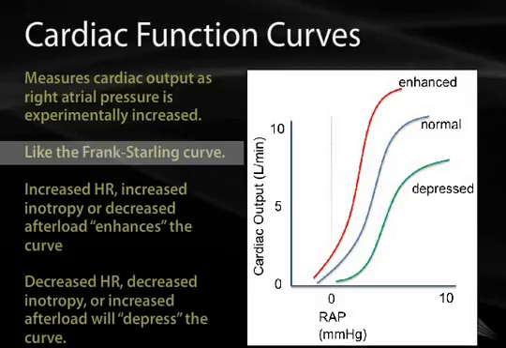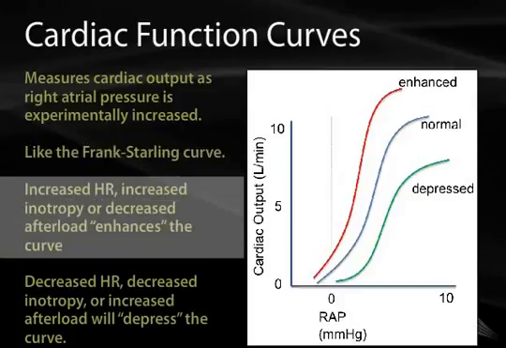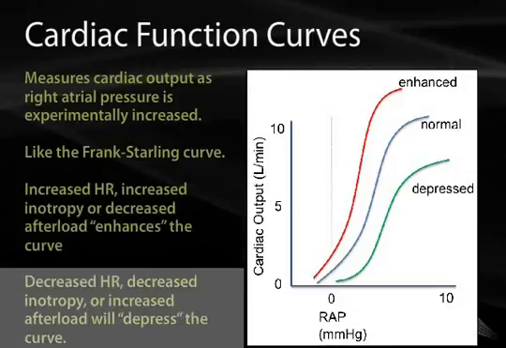You can enhance or depress the cardiac function curve by increasing the heart rate or increasing inotropy. Enhancing means to shift the curve up and to the left. Depressing the curve means to shift it down and to the right.